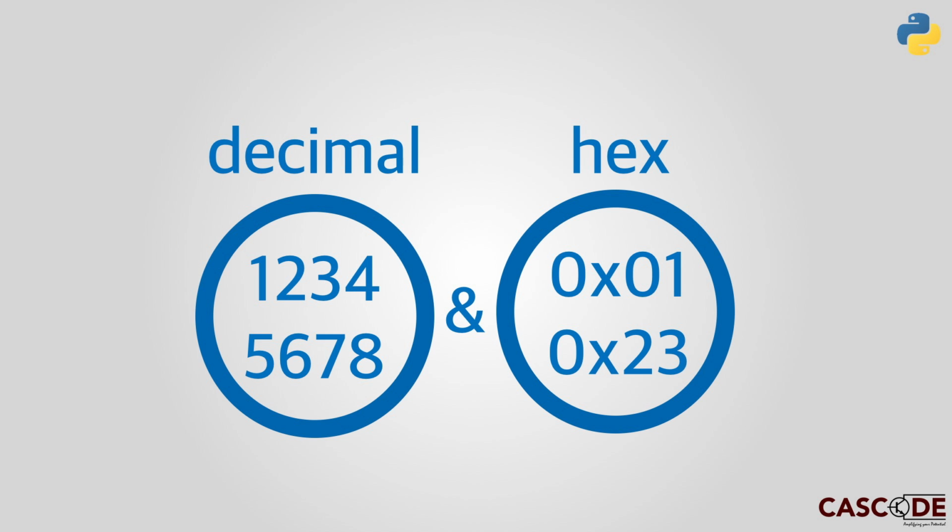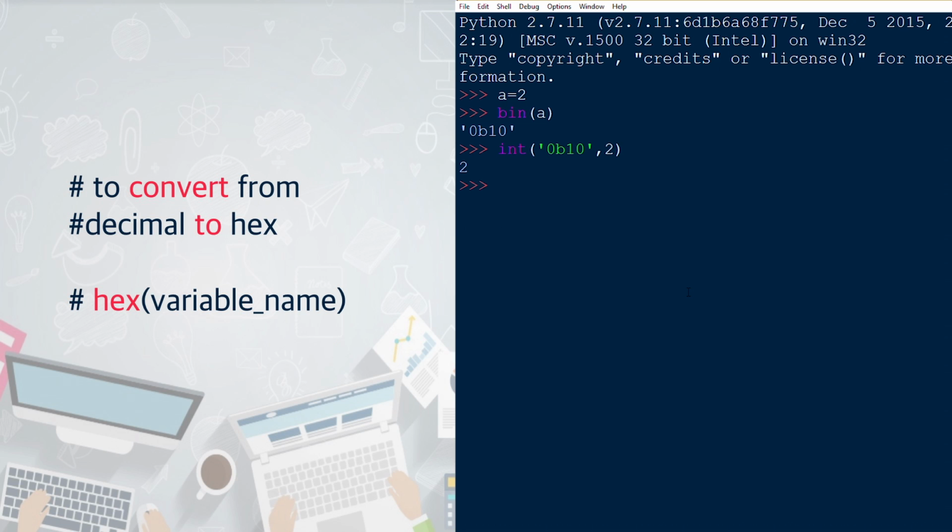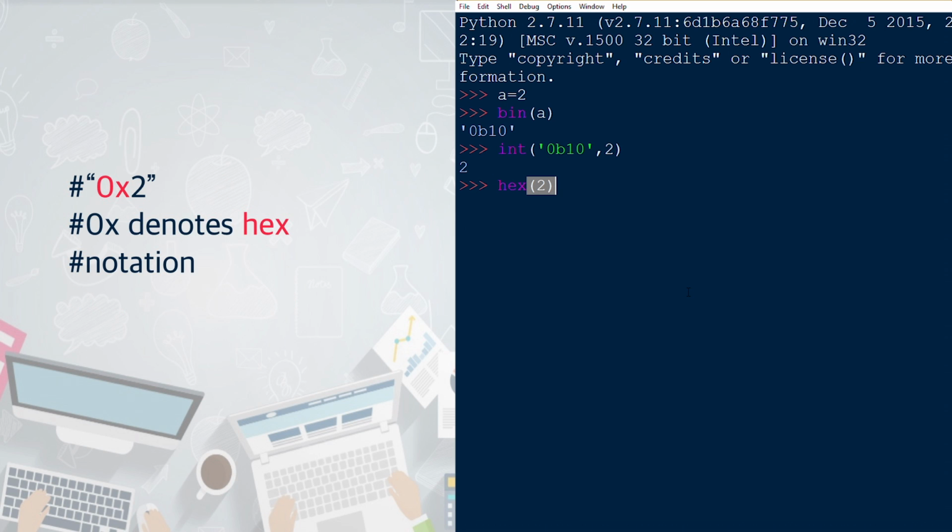Now let's go ahead and take a look at hexadecimal. If I want to create a hexadecimal version of the number 2, I need to use the keyword hex. And just as I did before, we're going to open parentheses, place our variable a in, and we're going to see we retrieve the value 0x2, which is the Python notation for a hexadecimal value.